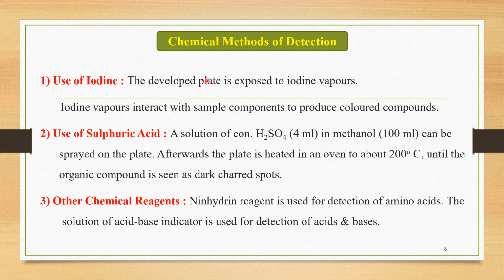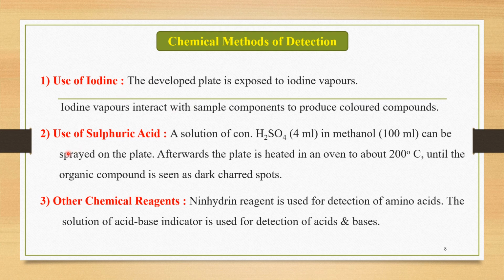The developed plate is exposed to iodine vapors. So we have to take an iodine chamber. In that iodine chamber, iodine is there. We expose this glass plate to the iodine vapors. Iodine vapors interact with sample components to produce colored compounds. So whenever we place this glass plate into the iodine chamber, the iodine vapors interact with the sample components, and at that time they produce colored compounds. So it is a commonly used method, that is use of iodine.